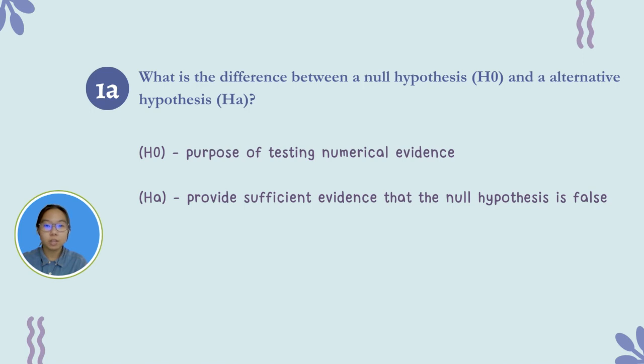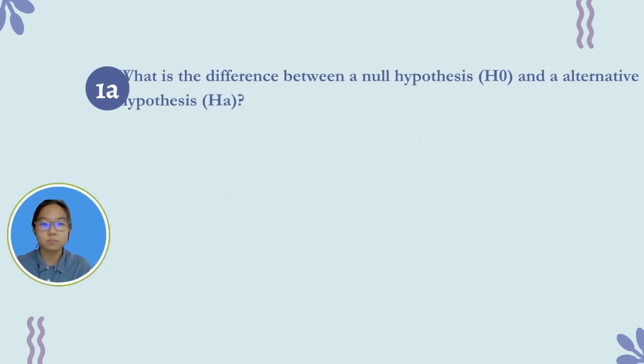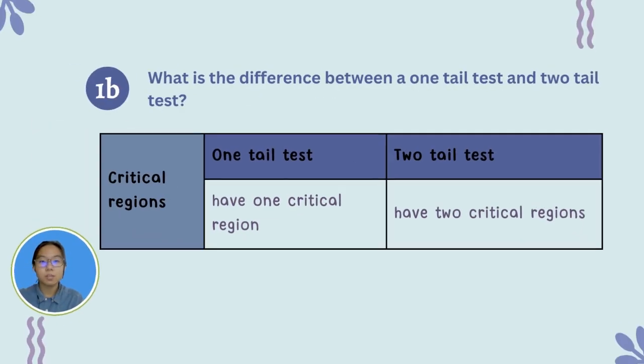The question 1a asks us about what is the difference between a null hypothesis and an alternative hypothesis. A null hypothesis is a statement about the value of a population parameter developed for the purpose of testing numerical evidence, while an alternative hypothesis is a statement that is accepted if the sample data provide sufficient evidence that the null hypothesis is false.